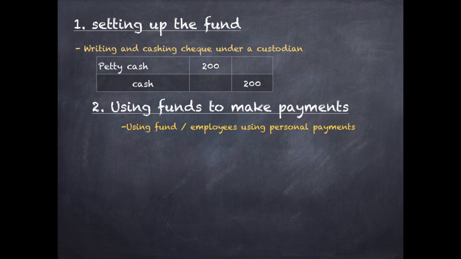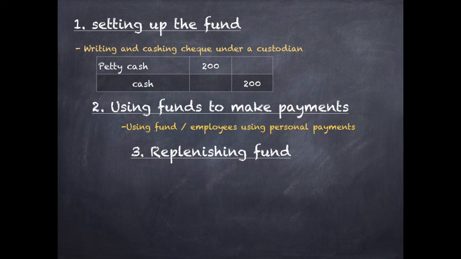Moving on, the use of the fund given to make payments is the second step. The custodian in charge of the petty cash fund can choose to either make payment using the fund or pay using their own money and seek reimbursement after that. As the fund is slowly used up to make payments, what comes after that is the replenishment of the fund.